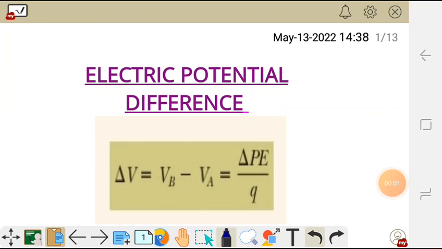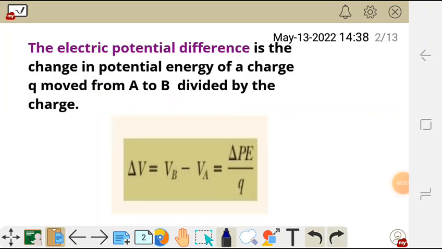Let's talk about electric potential difference. Electric potential difference is the change in potential energy of a charge Q moved from A to B divided by the charge. It is given by the formula: voltage, or the potential difference, is equal to potential energy divided by the charge Q.